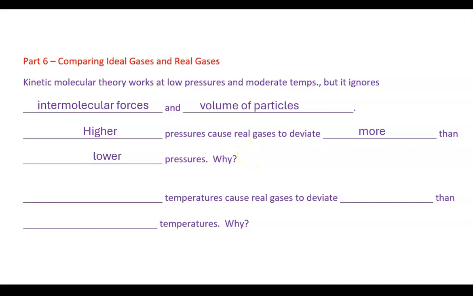So go ahead and pause and think about your why here. I'm not going to put it up on the screen for you, but I did just explain it. So think about your why, and if you need to re-listen to the last couple seconds of the video, then do that. But why is it that at higher pressure, real gases deviate more from the ideal gas model than they would at lower pressure?